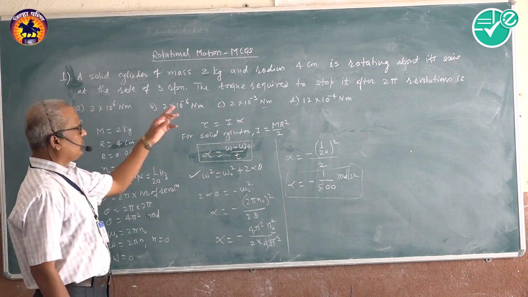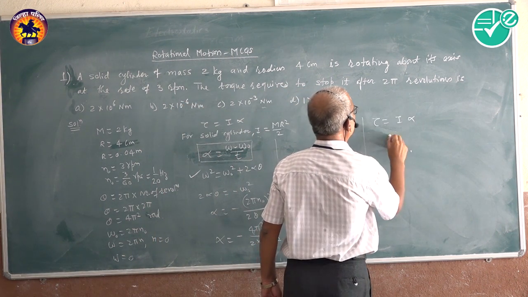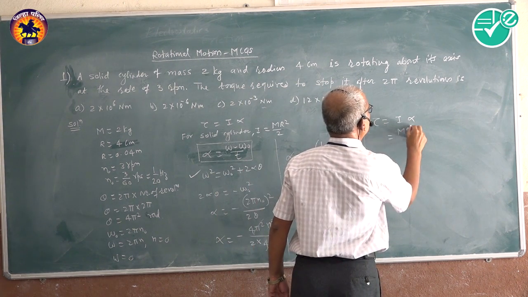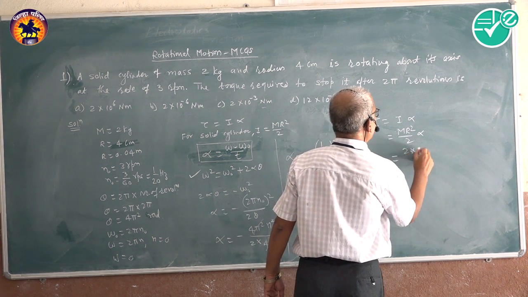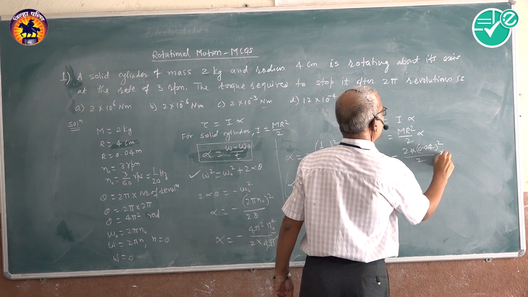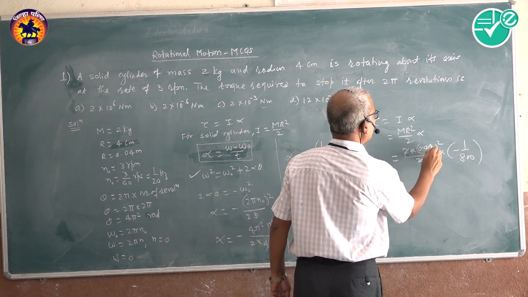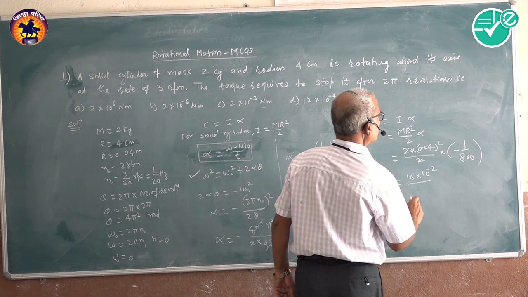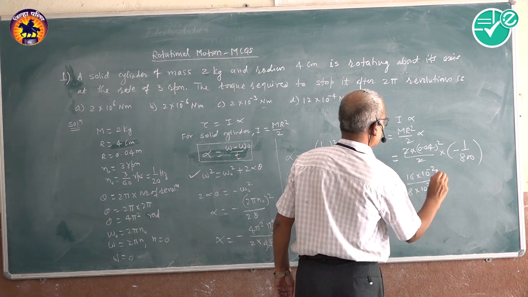But our aim is to calculate the torque. So torque is equal to I alpha. Now the value of I is mr square by 2, so mr square by 2 into alpha. The value of m is given, that is 2. R square means 0.04 square, divided by 2, into minus 1 upon 800. The 2 gets cancelled. This is 16 into 10 raised to minus 2 upon 8 into 10 raised to 2.